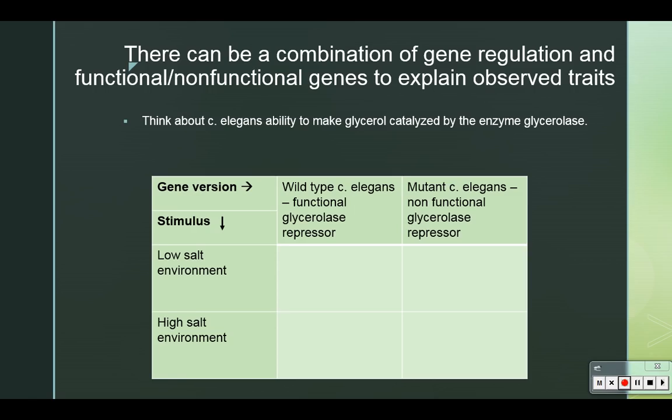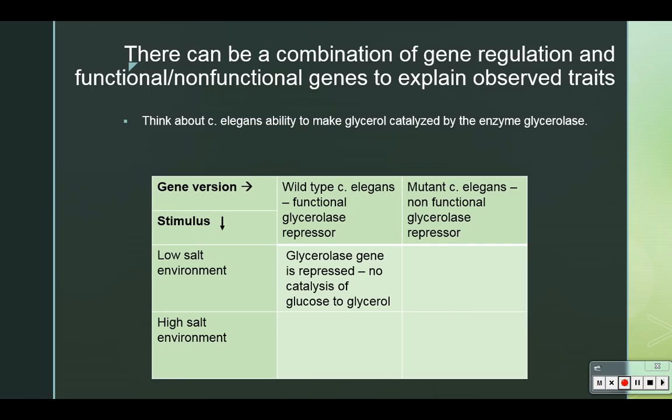So I'm going to fill in this chart for you, then I'm going to give you another example and have you fill in a chart. So if we have a wild type C. elegans in a low salt environment, you're going to see that that glycerolase gene is repressed.